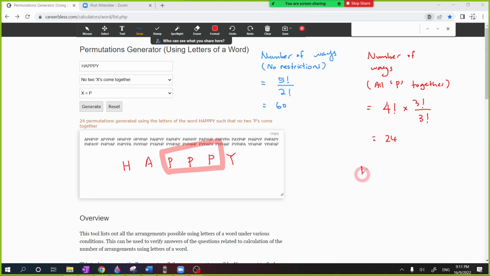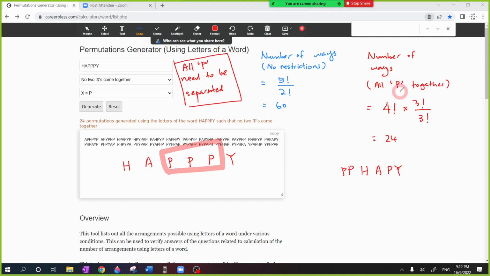Some situations, like H, A, P, P, P, Y, you didn't consider. This also is not wanted, because the question wants all the P to be separated. Let me write over here: all P need to be separated.